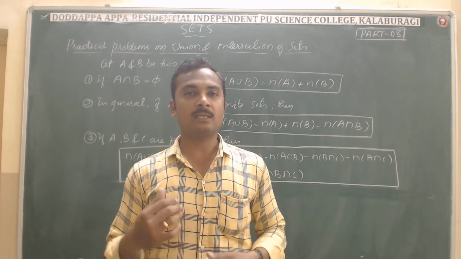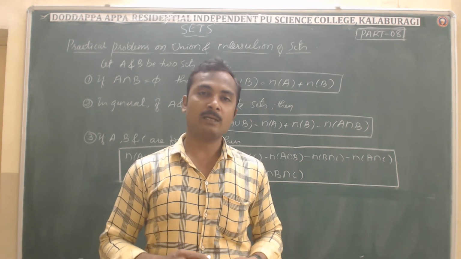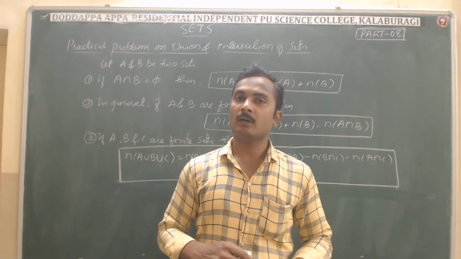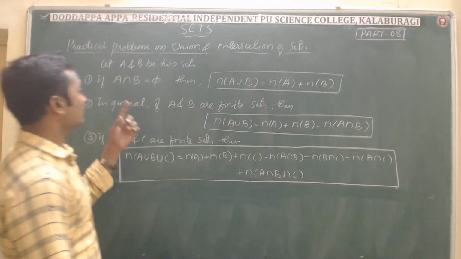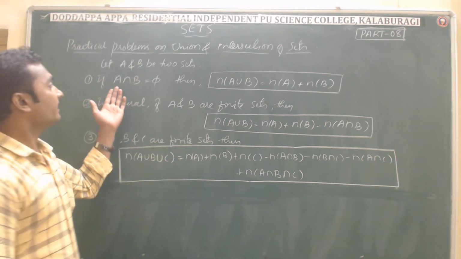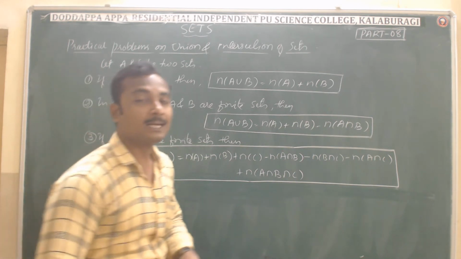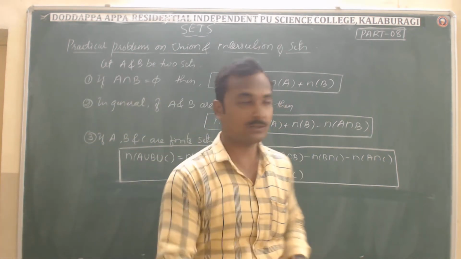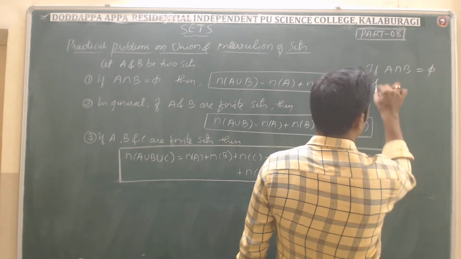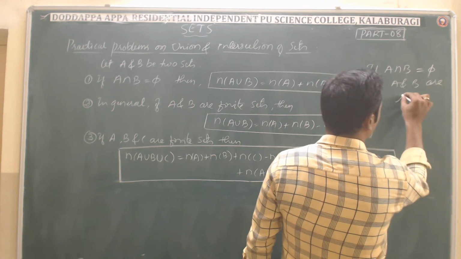Now moving on, in this video we will study the practical problems related to the union and intersection of the two sets. So let us see some of the formulas. First one is, if A and B are any two sets and A intersection B is phi, indicating that A and B are disjoint sets. What is the definition? The definition is, if A intersection B is phi, then A and B are disjoint sets.